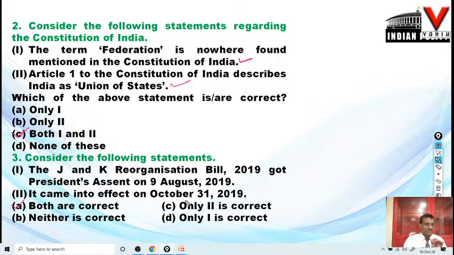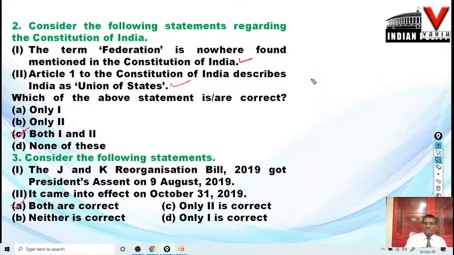It contains some types of federal characteristics, meaning division of power, the written constitution, and independence of judiciary. So these are the things. But it is not a purely federal country because we have certain unitary features. I will discuss it in the salient features part. So we have both federal and unitary features. Hence we are called a quasi-federal country.